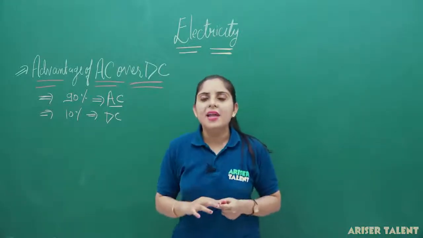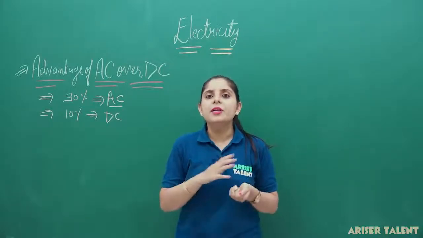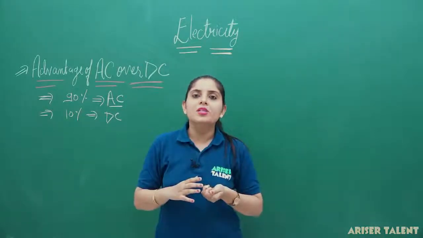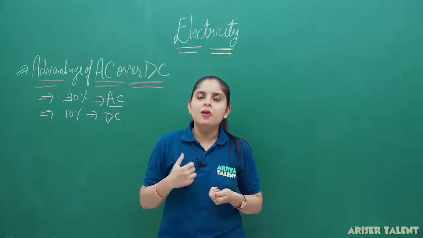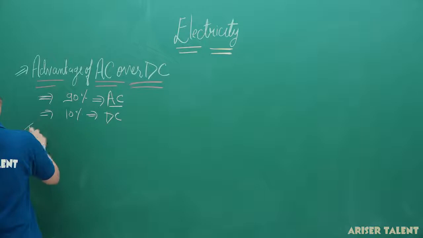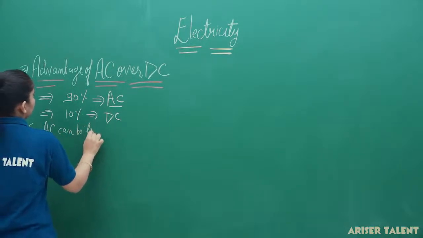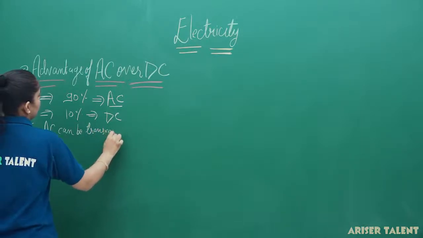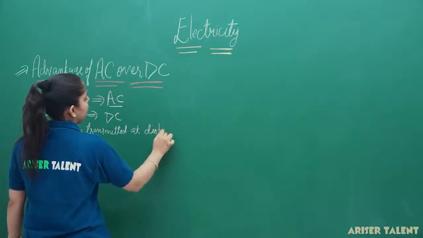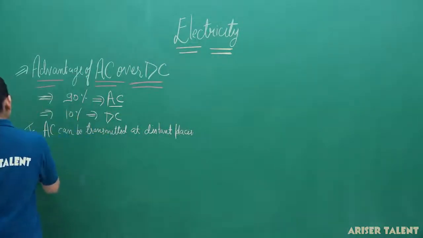Now, the first advantage of AC over DC is that AC can be simply transmitted to distant places. It means at places very far from each other, we can easily transmit AC over long distances. So the first advantage is that AC can be transmitted to distant places.